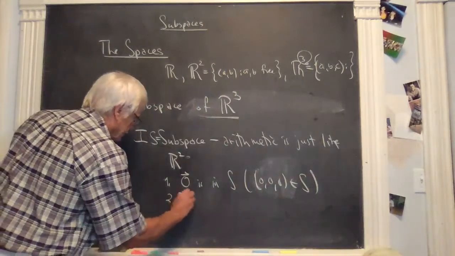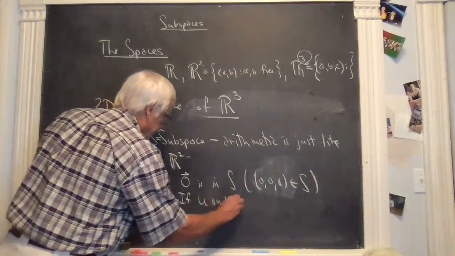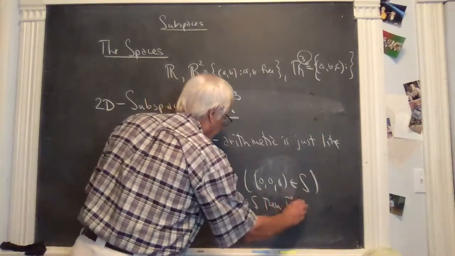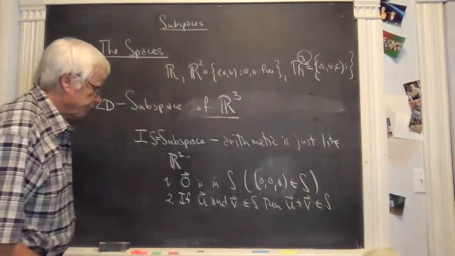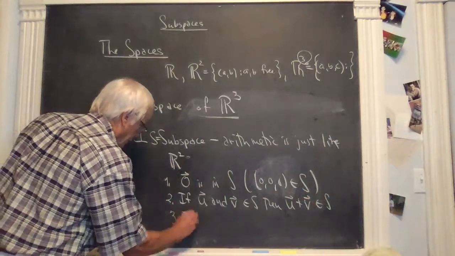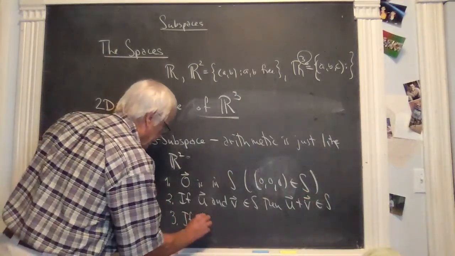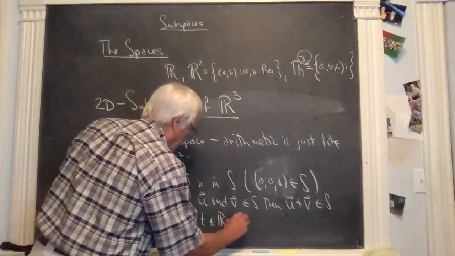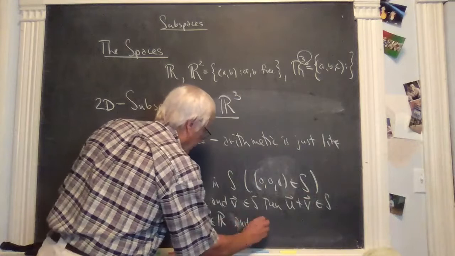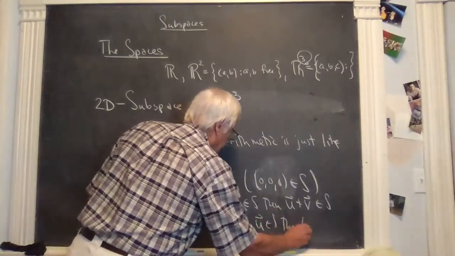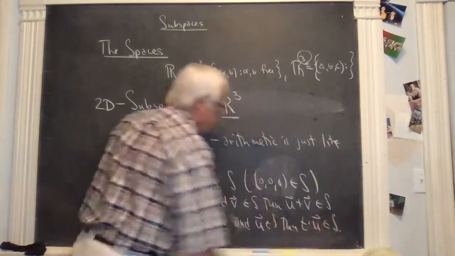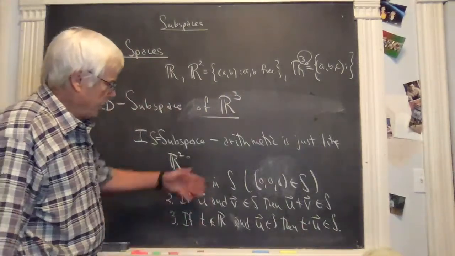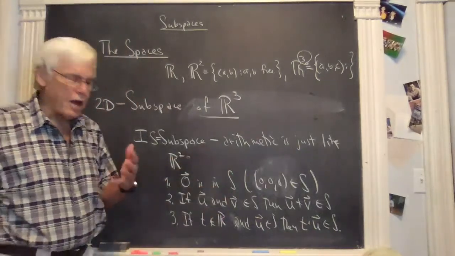Secondly, if U and V are two vectors in S, then U plus V is also in S. And thirdly, if you take any real number T, so this can be any number, and say some vector U is in S, then T times U is also in S. So these two together say all linear combinations of S are also in S. If you take stuff from S and you do linear combinations, it remains in S.